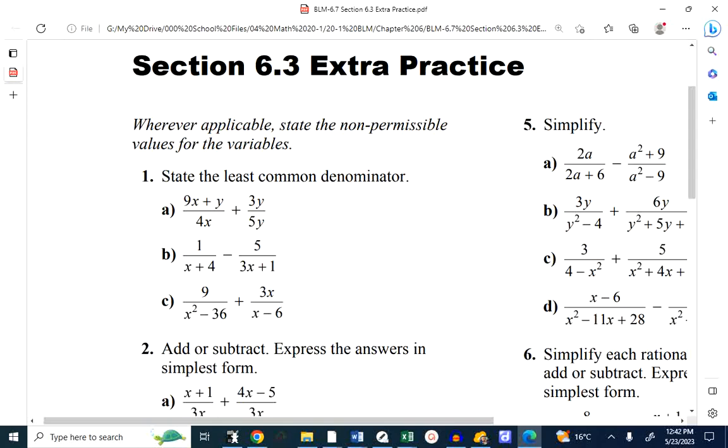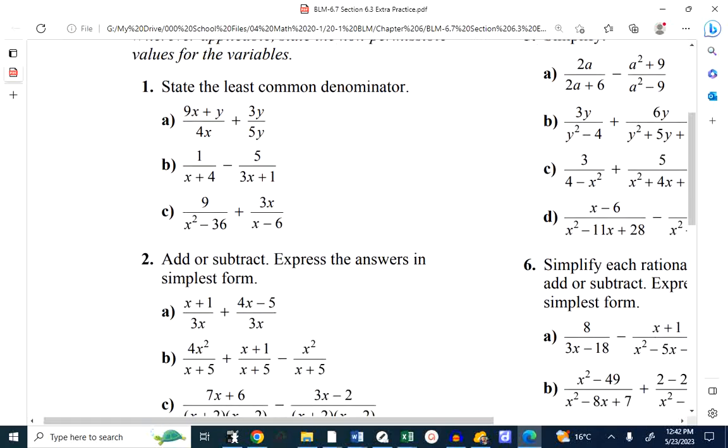And everything that we had done up to Monday of last week, not including Tuesday or Wednesday, everything we had done was basically that, factor and cancel, factor and cancel. And there were non-permissible values thrown in there as well. But then on Tuesday of last week, we learned how to add or subtract rational expressions. So that's considerably different.